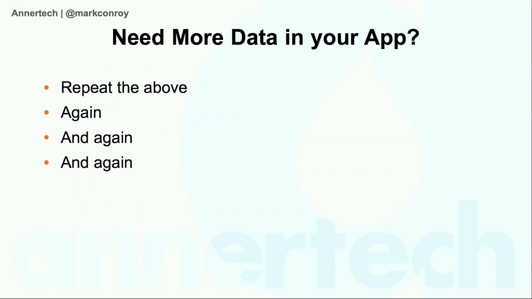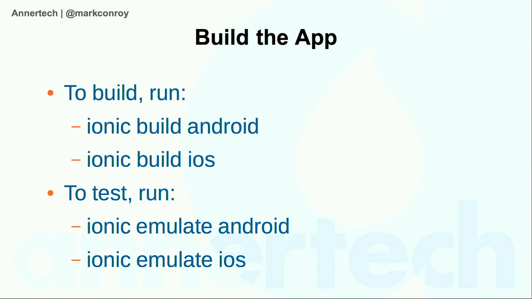So if you need more data in your app, you're going to just repeat the above again and again and again. So whatever you want to do, if you're creating a single page or a listing page, those are the things that you need to get those going. Then you've got to build the app. So we keep going through these. We add our CSS, we add our SASS or whatever it is. We make it look the way we want it to look.